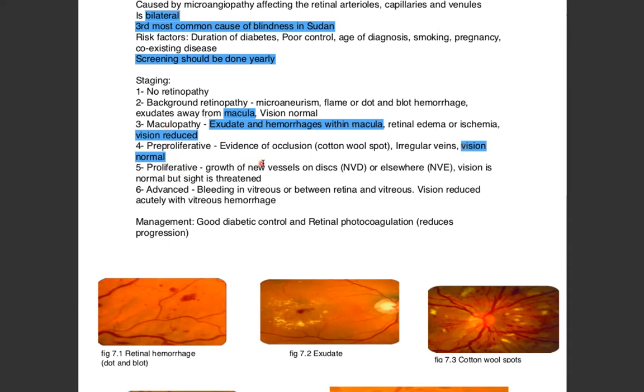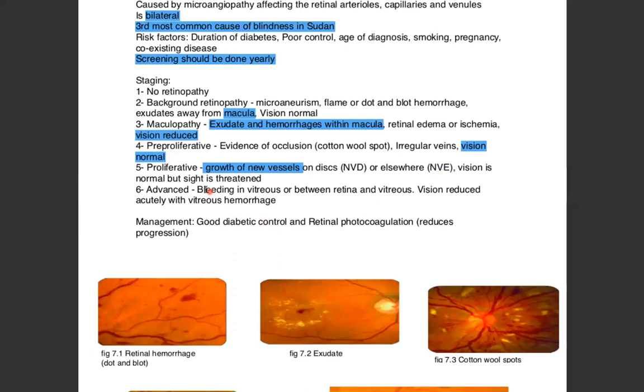Proliferative بيكون في growth of new vessels. So this is the hallmark of proliferative disease إنه في growth of new vessels on the disc أو everywhere else, regardless يا هنا ولا هنا. تمام. هنا ده لسه الفيجن بتكون normal but sight is threatened. So if it gets any worse ممكن الزول يحصل له loss of vision. تمام. So بيكون في growth of new vessels.